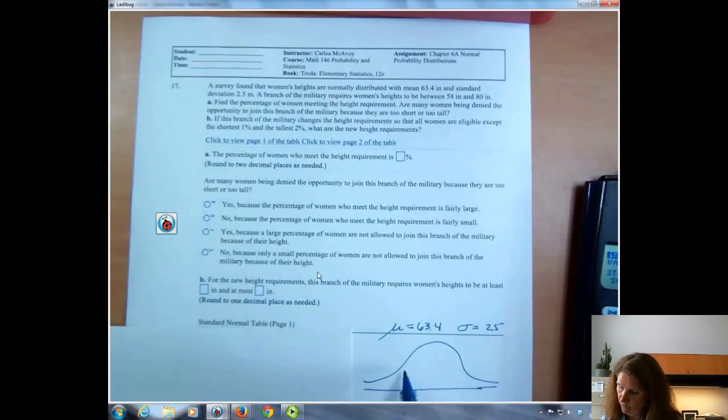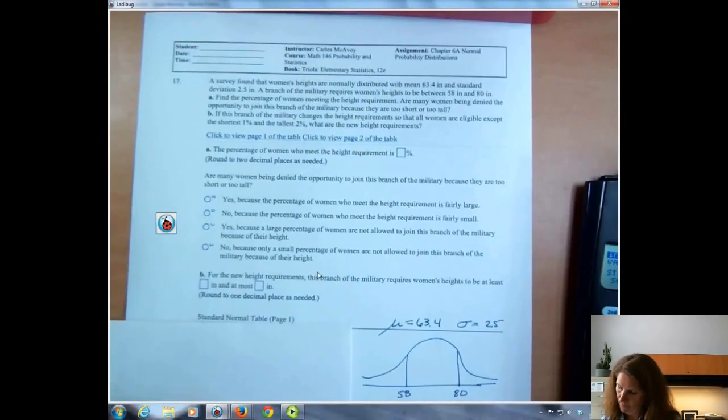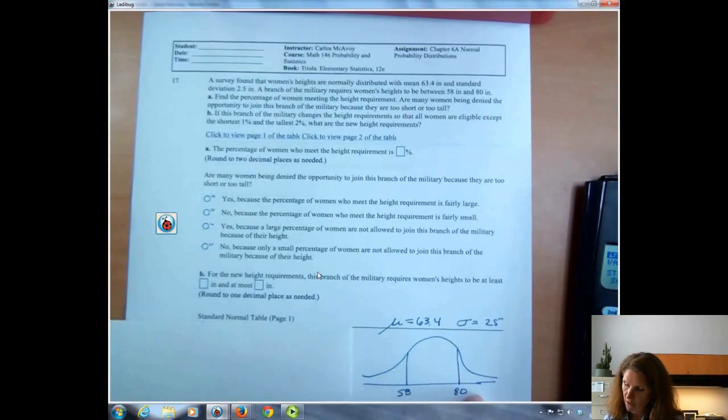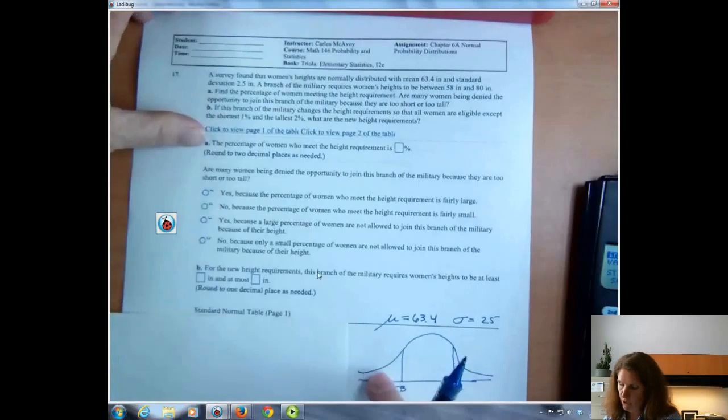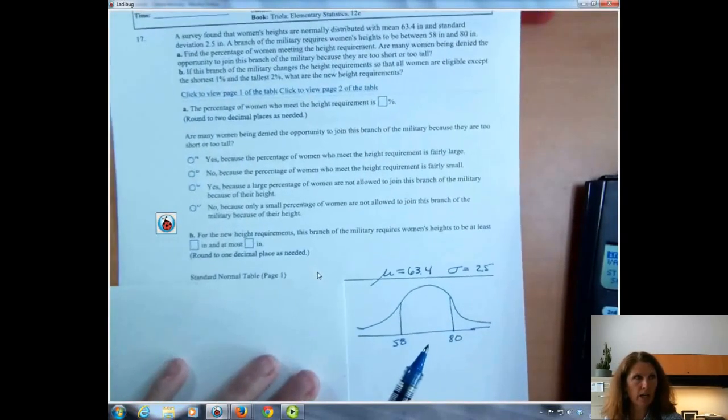So we are looking for the area that is between 58 inches and 80 inches. If you're 5 foot tall, it's 60 inches, so there could be 4'10" all the way up. So it doesn't look like too many people being denied, but this drawing may not be that accurate. Maybe the lines should be way further out, because it looks like a high percentage of them are going to meet that.